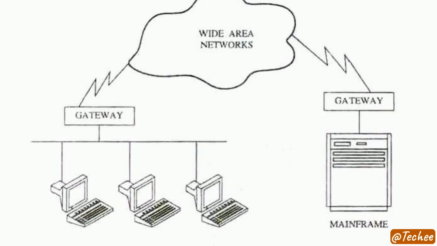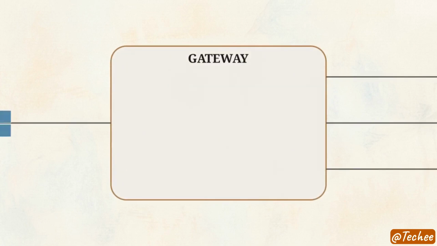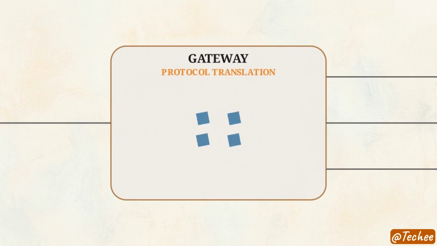But when data needs to leave that local area and enter a completely different environment, like moving from these office computers into the wide area network in the center, it has to pass through these gateway nodes. This is where the gateway performs its most important task, protocol translation. It takes the data packet apart, translates the instructions, and rebuilds it so the other side can understand it.